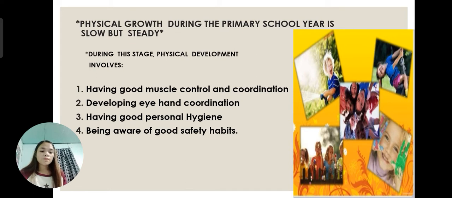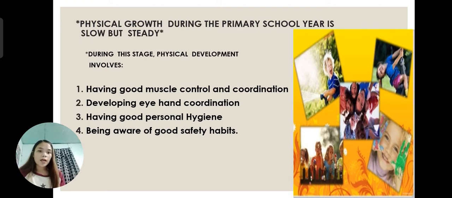As a part of childhood motor learning, by the time they reach 2 years of age, almost all children are able to stand up and walk and run. So, diri na siya sa having good muscle control and coordination.